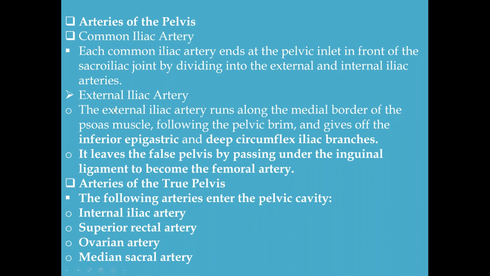So we'll discuss the external iliac artery. The external iliac artery runs along the medial border of the psoas muscle. So this is the medial border of the psoas muscle, following the pelvic brim, and it gives off the inferior epigastric and deep circumflex iliac branches. So if you are asked about the origin of the inferior epigastric artery, you should select the external iliac artery. The external iliac artery comes from the common iliac artery and gives the branches inferior epigastric artery and deep circumflex iliac artery.